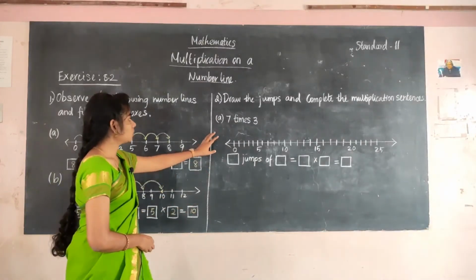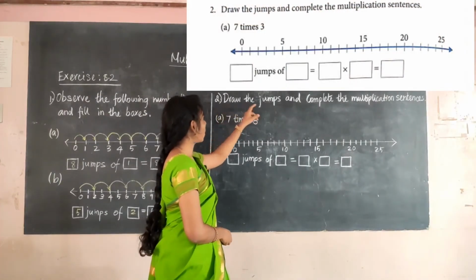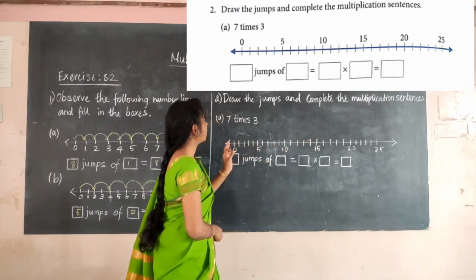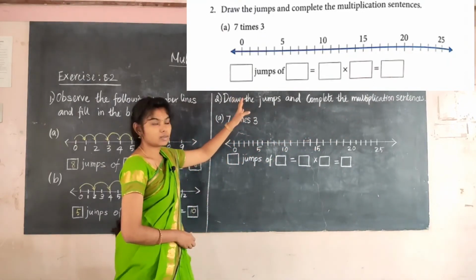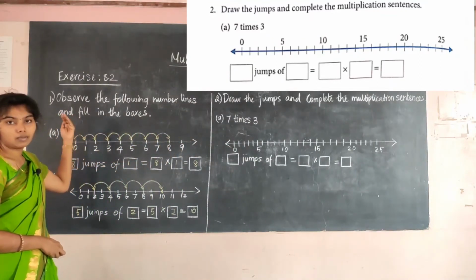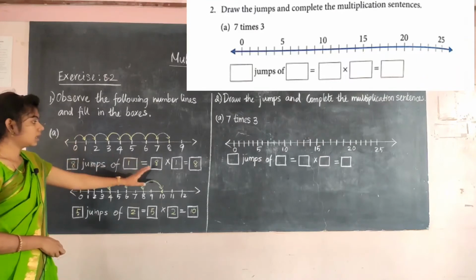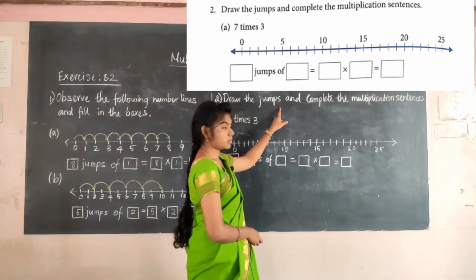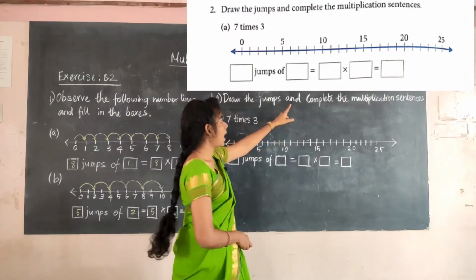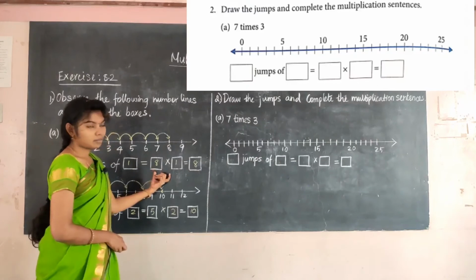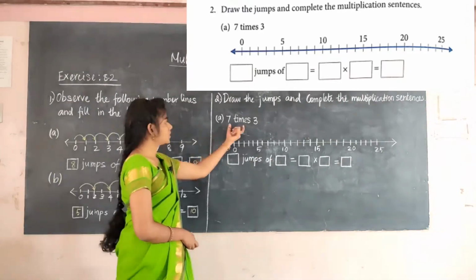And now see the next problem, that is, draw the jumps and complete the multiplication sentence. So what are we going to do? Draw the jumps. Here we observed the number line, how many jumps there are, and we filled the incomplete boxes. Now we are going to draw the jumps and complete the multiplication sentence, and write the multiplication sentence like this.